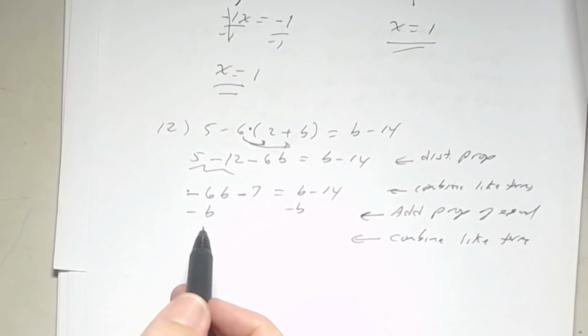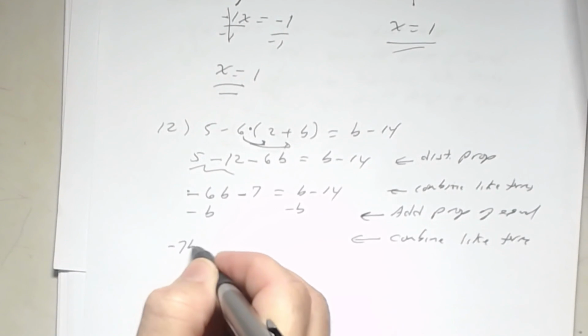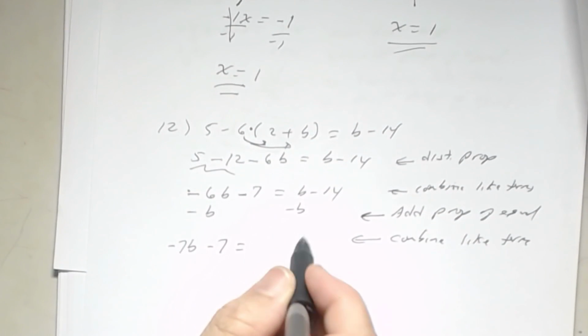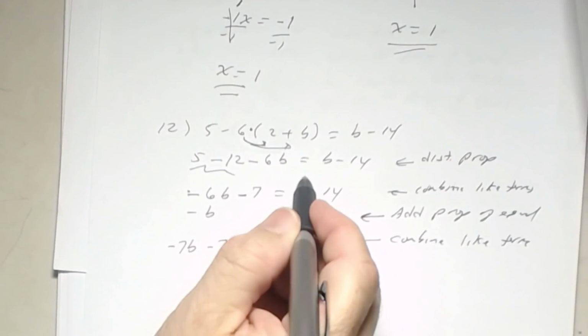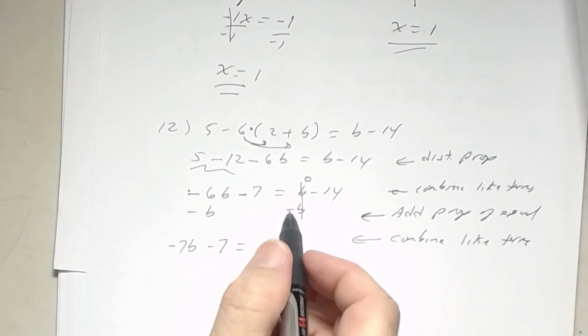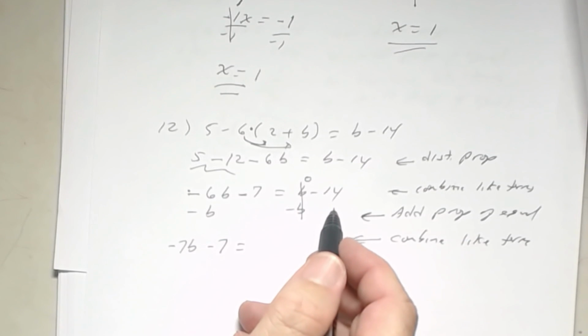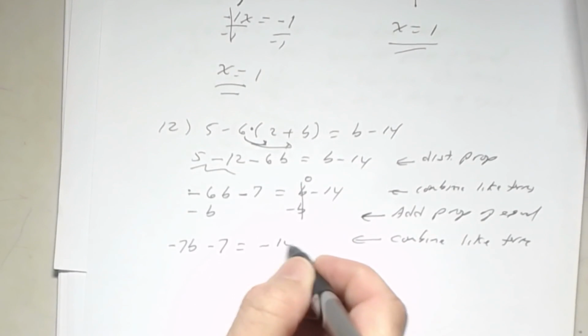So what's a -6b and a negative b? -7b. Okay, good. -7b equals -14. b minus b is 0. Now be careful. Make sure you see that term here, that constant is not a 14, but a -14. So that's where I'm at.